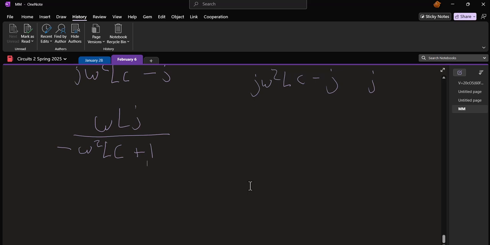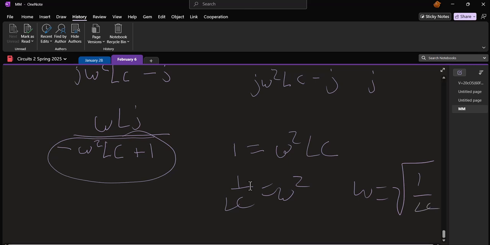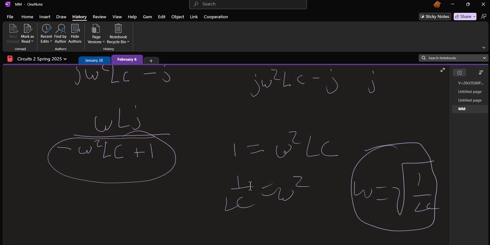I have to think about this and get back to you, but I know that what happens is I get 1 equals omega squared LC, and 1 over LC equals omega squared, and omega equals the square root of 1 over LC. I thought it would just fall out naturally. I knew I would get exactly the same thing I got the other time, and somehow or another it didn't happen. So it's the proof that didn't quite work, but it came real close to working.